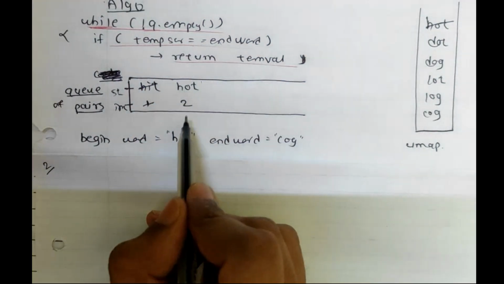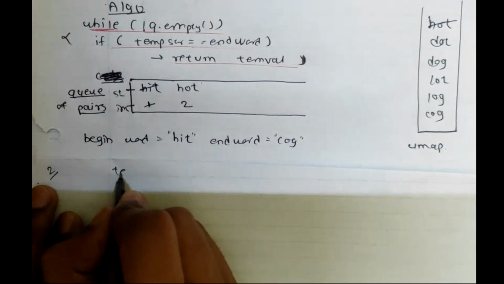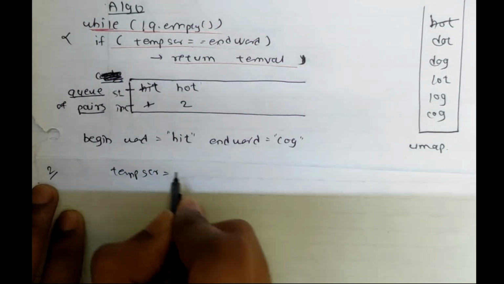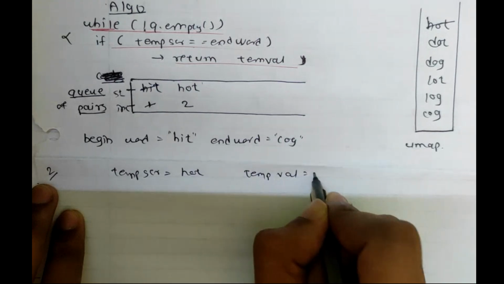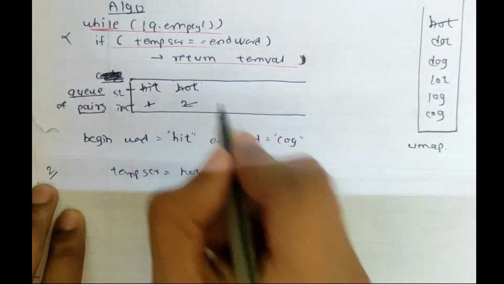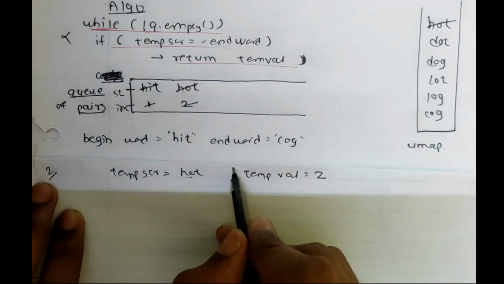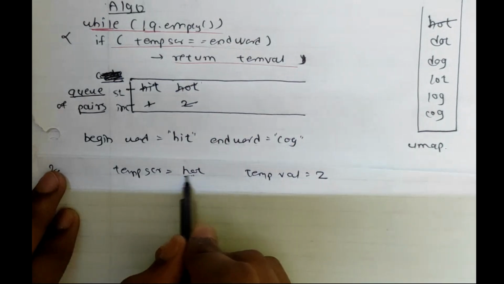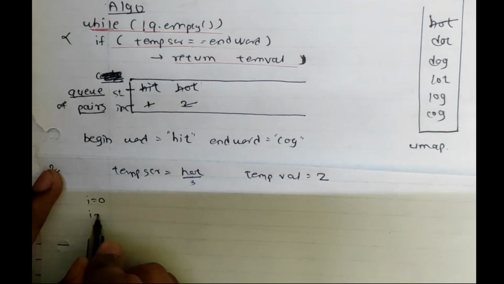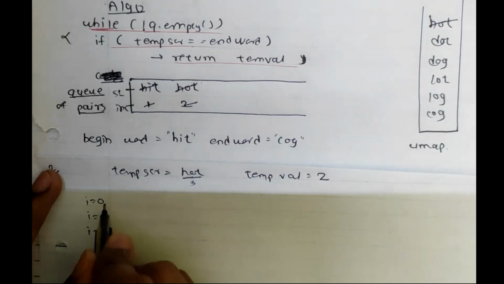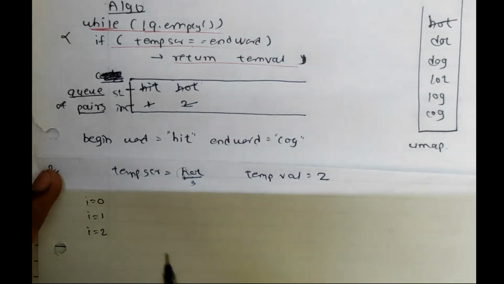So temp str is hot and the temp val is 2, and this gets popped out. Is temp str the end word? No, hot is not equal to cog. So the length of temp str is 3. So we will start the loop from i equals 0 up till n, 1, 2. For i is 0, the first character of temp str gets replaced from A to Z.